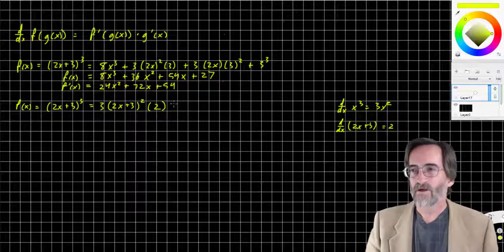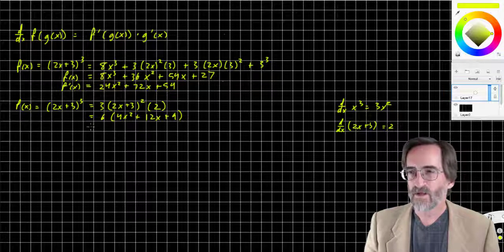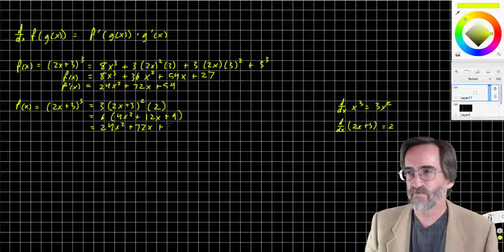Okay? And let's check this out. Let's see if this works out to be the same thing we got before. 3 times 2 is 6. (2x plus 3) squared, let's expand that, is 4x squared plus 2 times 2 is 4 times 3 is 12x plus 9. Equals 6 times 4 is 24x squared plus 72x, and 6 times 9 is 54.